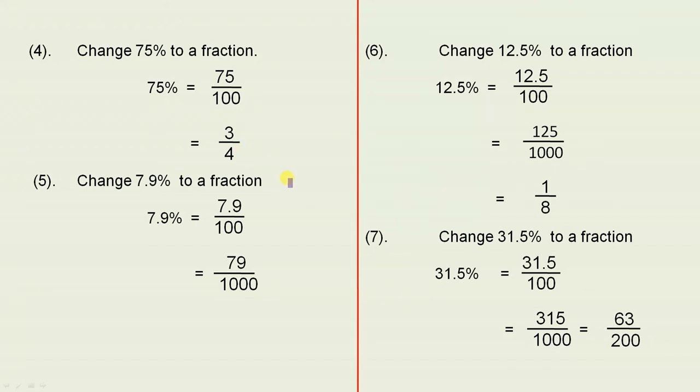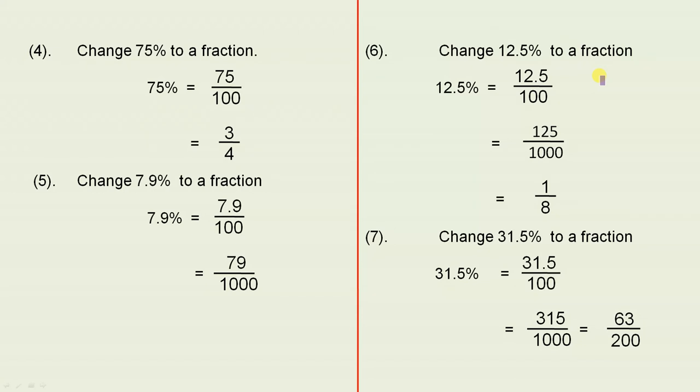Change 7.9% to a fraction. 7.9% is 7.9 over 100. Multiply numerator and denominator by 10. That gives you 79 over 1000.